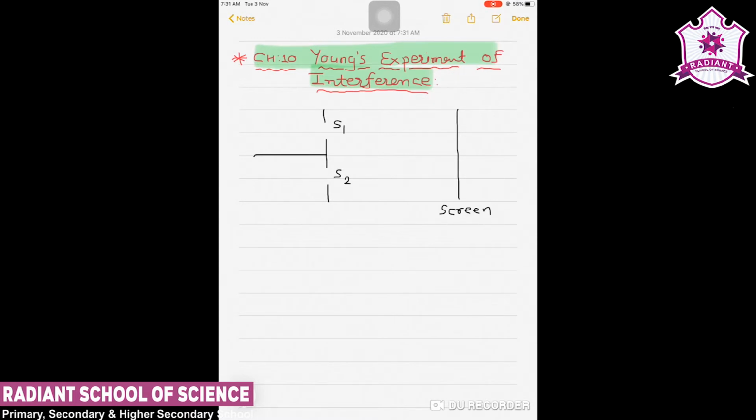Suppose I am illuminating them with the help of a sodium lamp. I can show it in yellow color, as sodium emits yellow light. So I have a sodium lamp over here, and it illuminates these two pinholes. Then on the screen we will not observe any interference fringes.